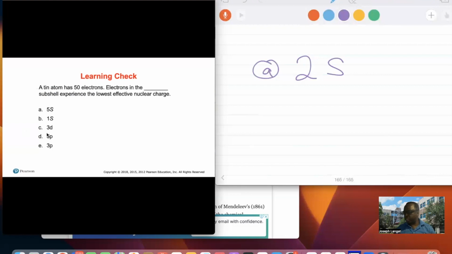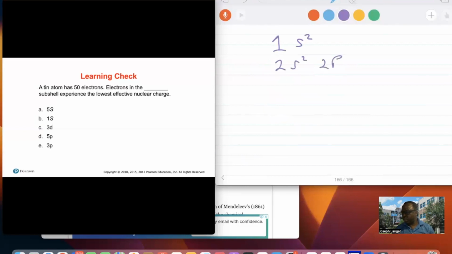So this will be 5d, because it's in the outermost. How do we know that? You know, this is 1s2, or 2s2, or we have that. How do we know that? This is from the electron configuration.